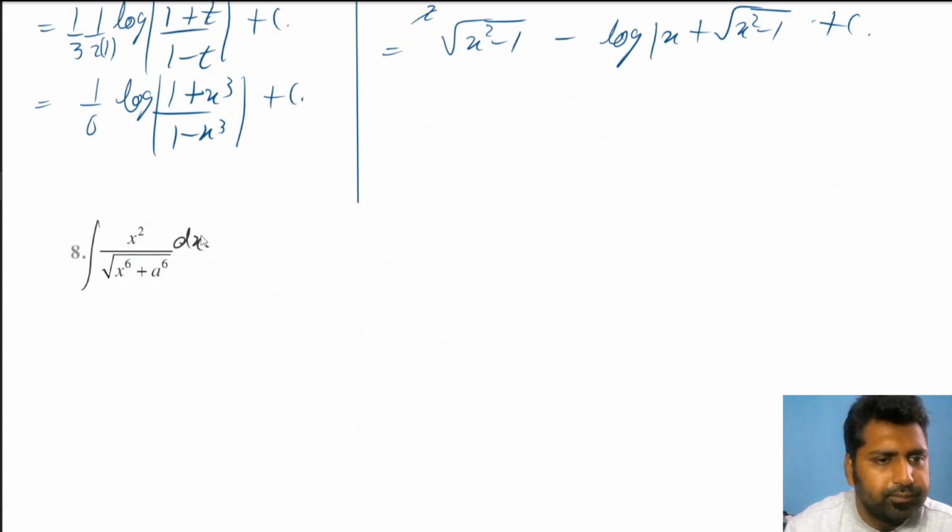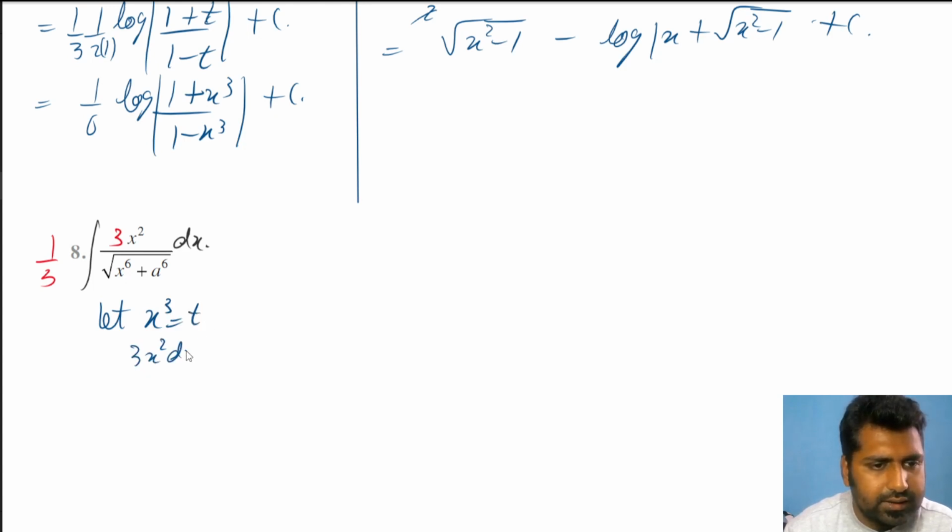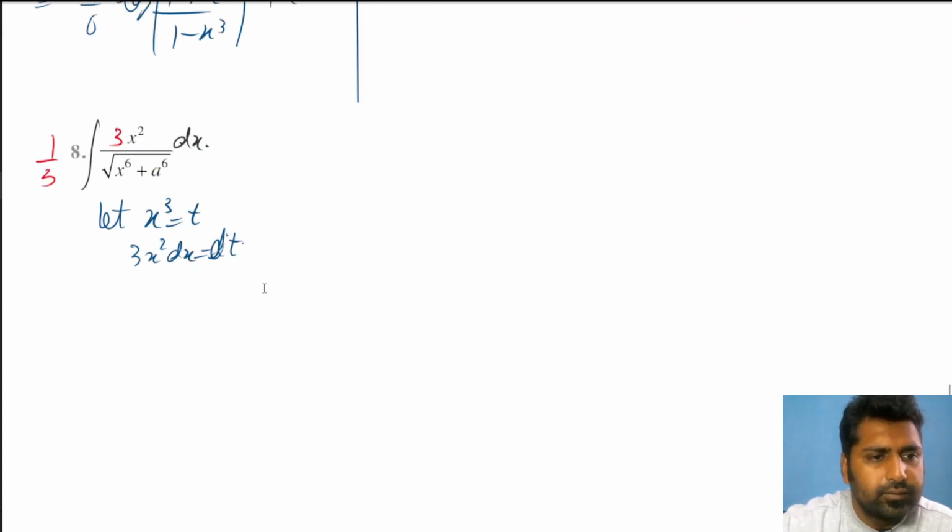Next question. Again, the moment you see x square dx, we have done now 2-3 questions based on this. You know what you have to do. Multiply by 3, divide by 3. Why? Because we are going to take, let x cube as t. Okay, so 3x square dx is dt.